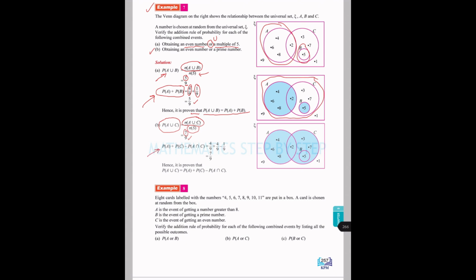Then we apply this formula. There is a minus probability of getting A intersect C here because in this case it is non-mutually exclusive. The probability of getting A is 4 out of 9. The probability of getting C is 4 out of 9. Then minus the intersection, one element here, so 1 over 9. So the answer is 7 over 9. Again, it is proven that the probability of getting A union C equals the probability of getting A plus the probability of getting C minus the probability of getting A intersect C.